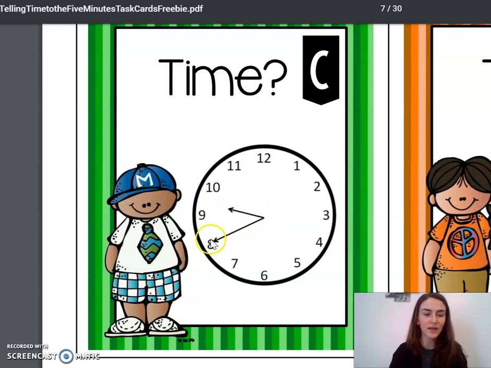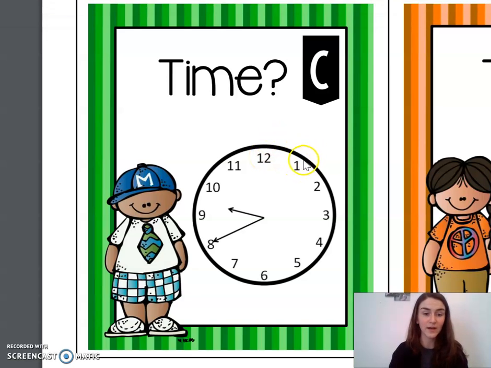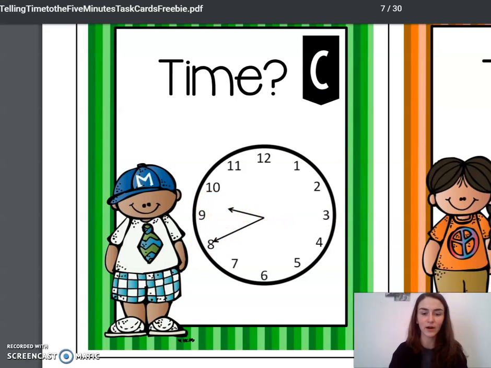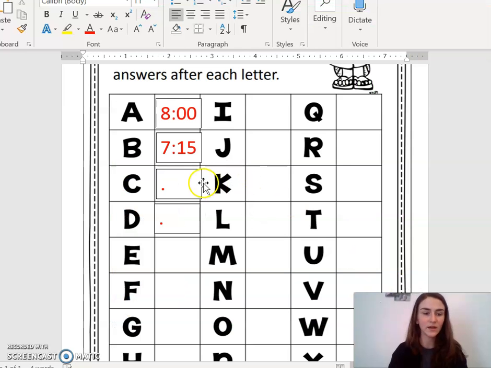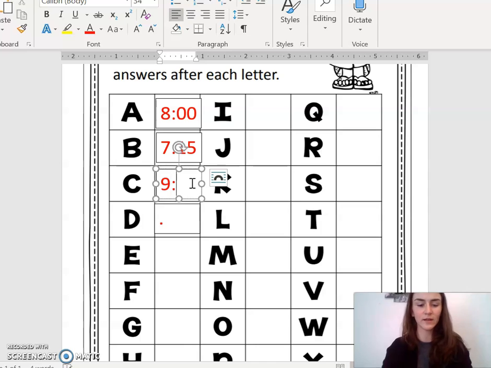So let's figure out where our minute hand is pointing. If we start here at the 12, we know that's 0. So we go 5, 10, 15, 20, 25, 30, 35, 40. It is 9:40. Great job, guys. So we're going to go to our little answer key here, and we're going to put 9:40 in there. Great job. So that's what you should have on your sheet.